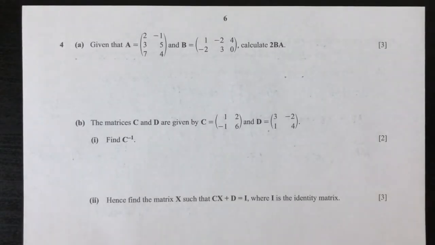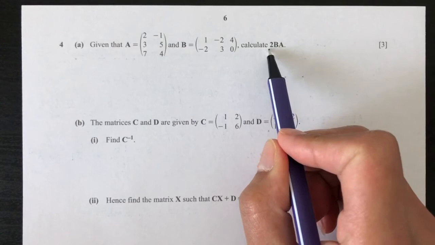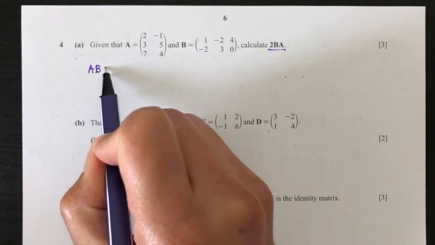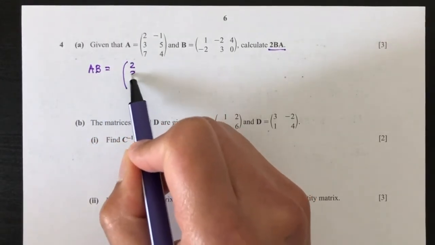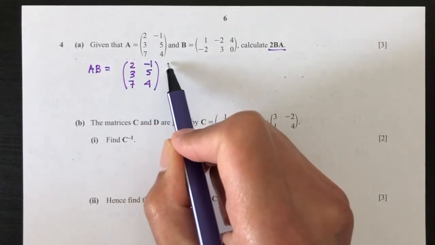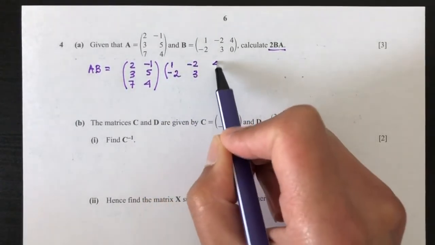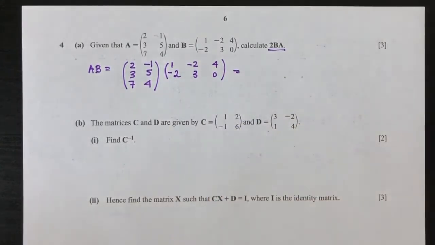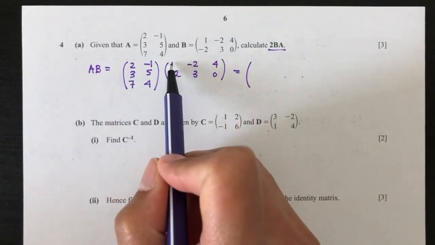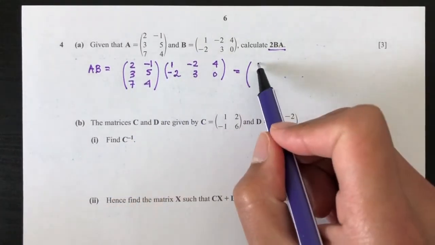Let's move on to the next question. Given that A is this matrix, B is this matrix, find 2AB. So we can first find AB. What is AB? The product AB will be 2, 3, 7, minus 1, 5, 4, times B, which is 1, minus 2, minus 2, 3, 4, 0. The way you multiply matrices is always rows by column. So let's do that. 2 times 1 is 2, plus minus 1 times minus 2 is 2. So 2 plus 2 is 4.